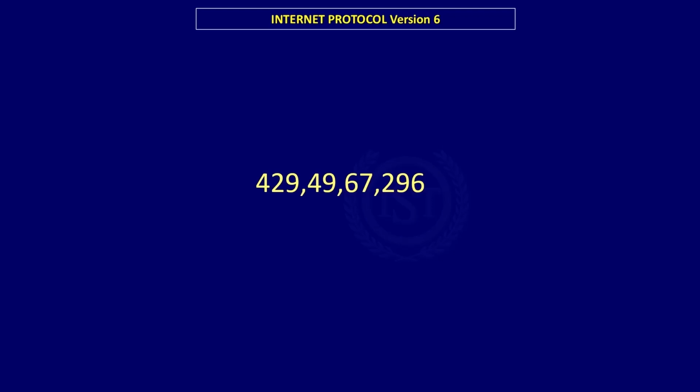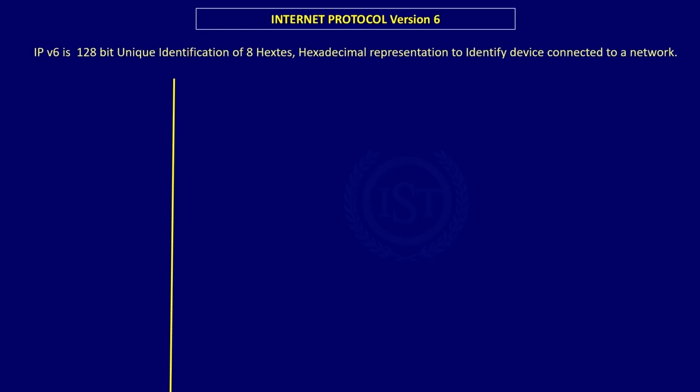As we discussed in the earlier section of this video class, IPv4 is 32-bit, but IPv6 is a massive 128-bit unique representation of an IP address, which has a total of 8 hextets, that is, hexadecimal representation. So we have 4 octets in IP version 4, and an octet has 8 bits, that is a byte. But here we have 8 hextets, hexadecimal representation, to identify a device on an IP network.